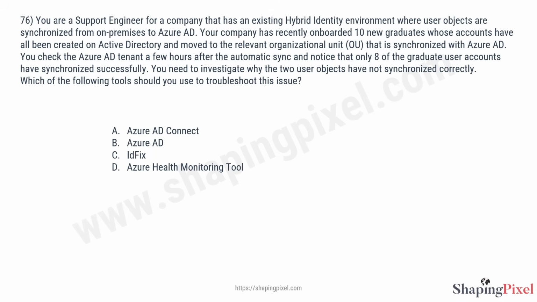Question number 76. You are a support engineer for a company that has an existing hybrid identity environment where user objects are synchronized from on-premises to Azure AD. Your company has recently onboarded 10 new graduates whose accounts have all been created on an Active Directory and moved to the relevant organizational unit that is synchronized with Azure AD. You check the Azure AD tenant a few hours after the automatic sync and notice that only 8 of the graduate user accounts have synchronized successfully. You need to investigate why the two user objects have not synchronized correctly.